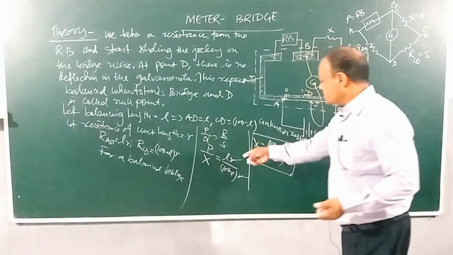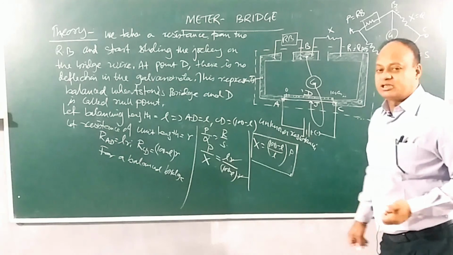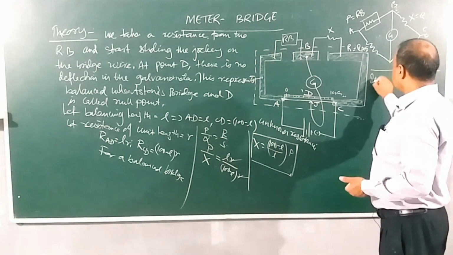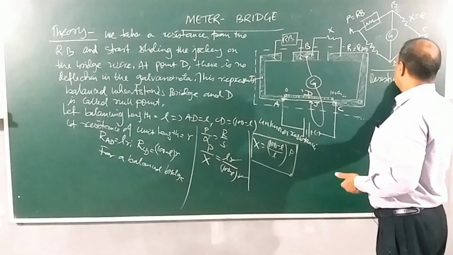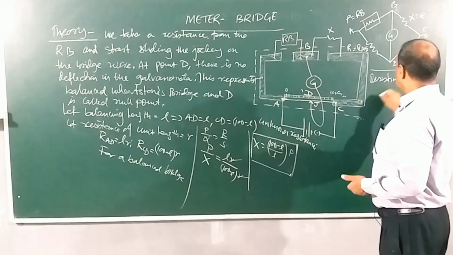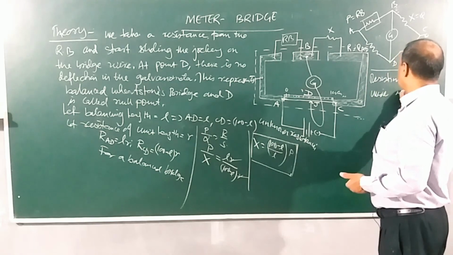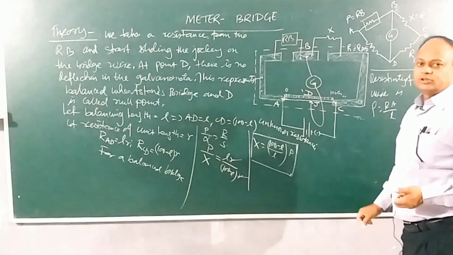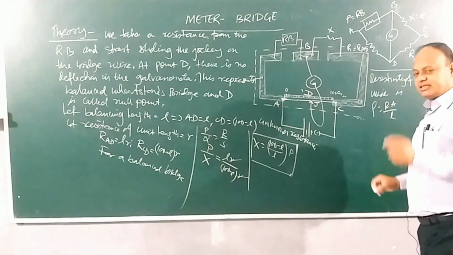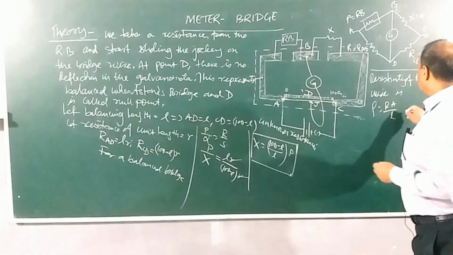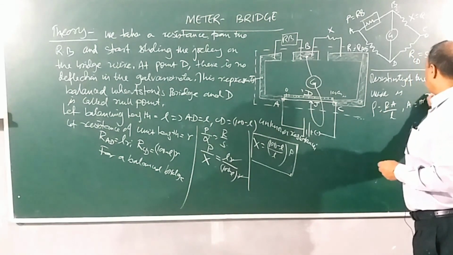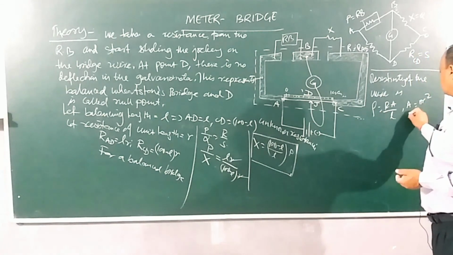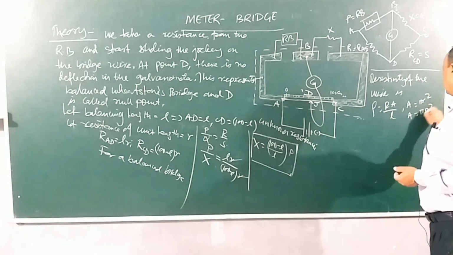Now once we know this X, you can also calculate its what? Resistivity. So the resistivity of the wire, you already know, is rho equal to R into A by L. And children, the wire is cylindrical, it has a circular cross section. So what will be the area of the wire? Pi r square. Or if the diameter is known, radius is diameter by 2, so A is equal to pi d square by 4.